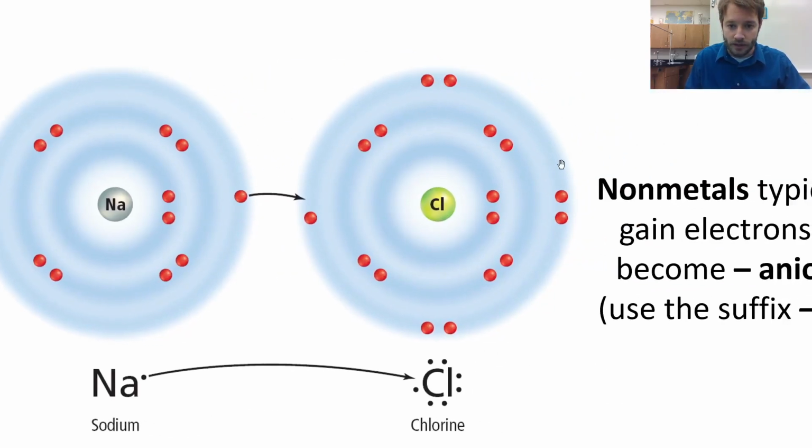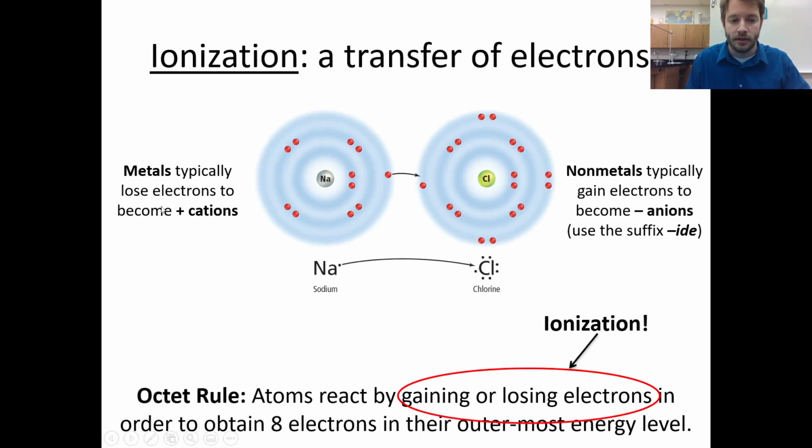Chlorine has 7, it wants to get 8, so it gains 1, and when it gains 1, it gets 8. And so using two different methods of loss and gain, both of these atoms are achieving a full octet in their outer energy levels, their valence shells. So metals typically lose electrons to become cations, sodium being an example of a metal, and nonmetals typically gain electrons to become negative anions, chlorine being an example of a nonmetal.